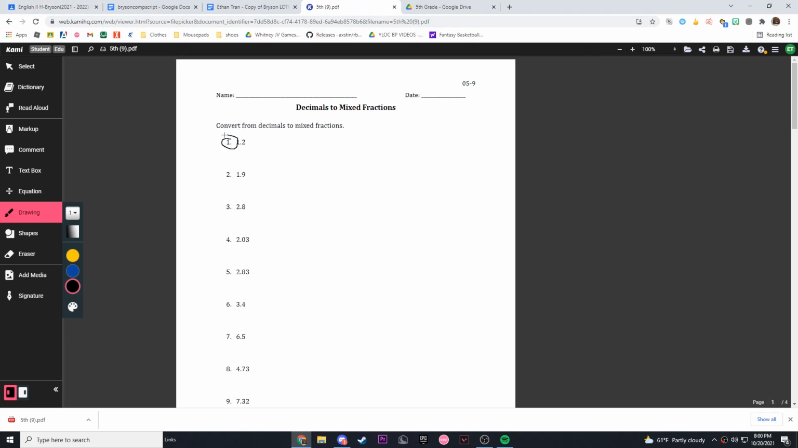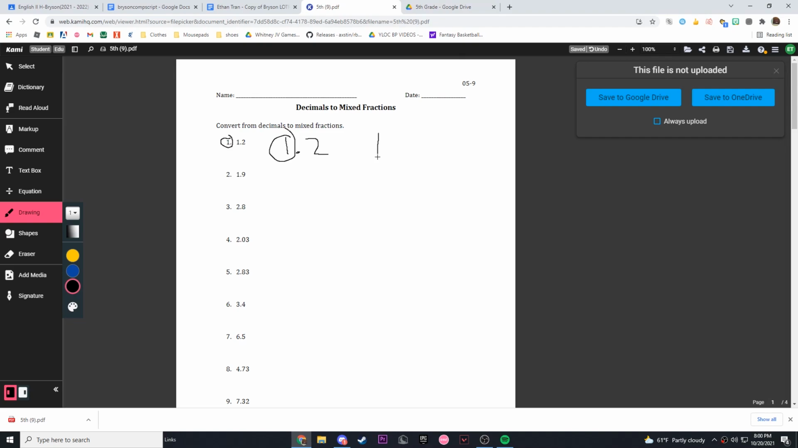Number 1, we have 1.2. So we're going to look at the number on the left of the decimal place. In this case, it is a 1, so we can just write a 1 because this is the whole number. Now we look at the number on the right of the decimal place, and we see that it is 0.2. Since there's only one decimal place on the right, we can make it out of 10. And we're just going to write the number 2.